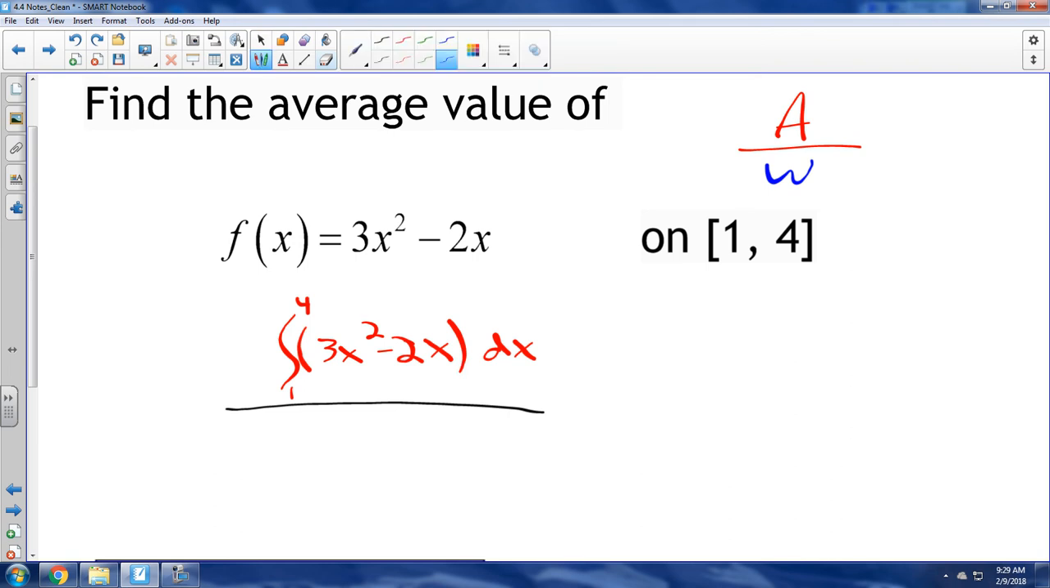Now we need to know the width of the region. Well, it's from 1 to 4. So really what you need to do is b minus a. But we know in our heads that that's just 3. So we have to take that whole entire integral and then divide it by 3.